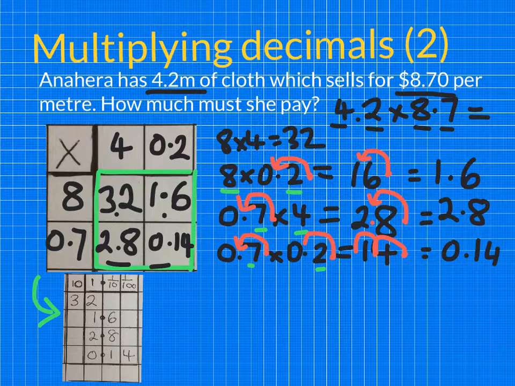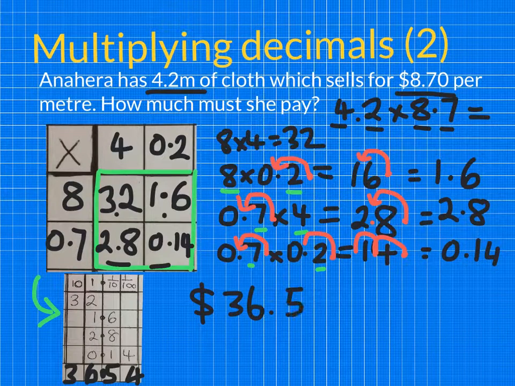In this column we've got a 4. 6 plus 8 is 14, plus 1 is 15. Carry the 1. Don't forget the decimal point. 2, 3, 4, 5, 6, and then 3. So our final answer is 36.54, or the total cost that Anahira will need to pay for her cloth is $36.54.